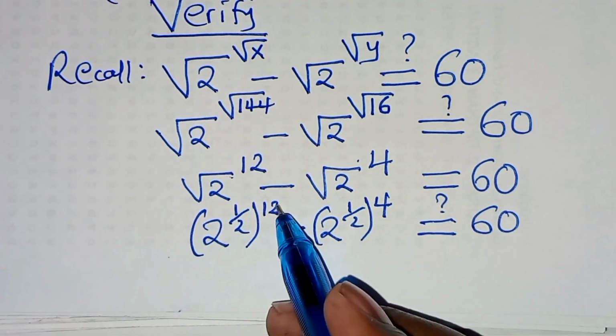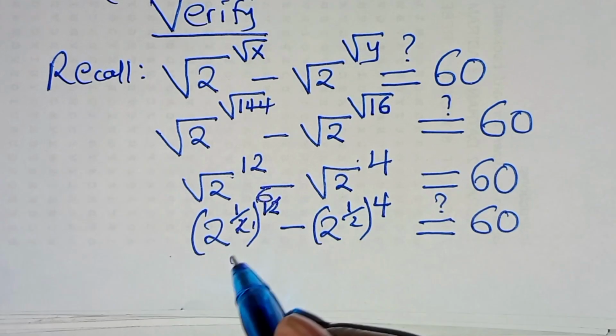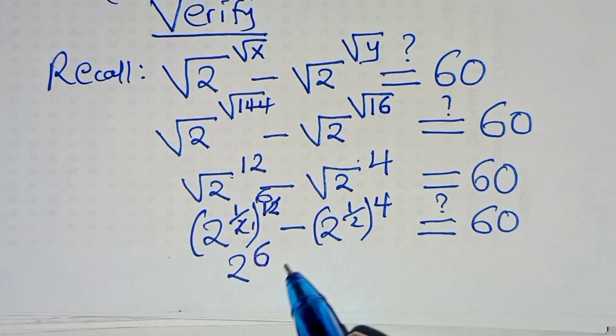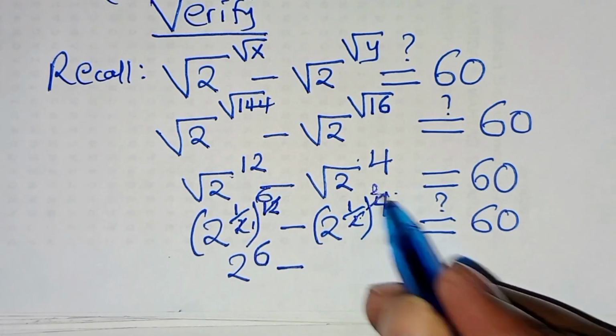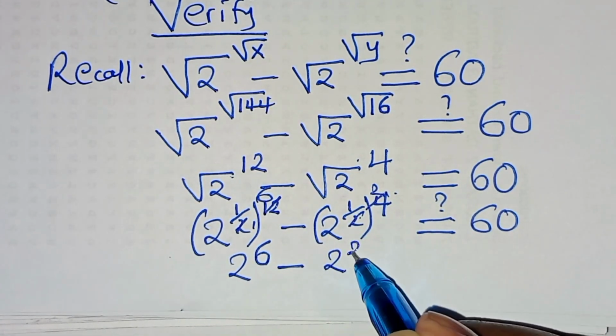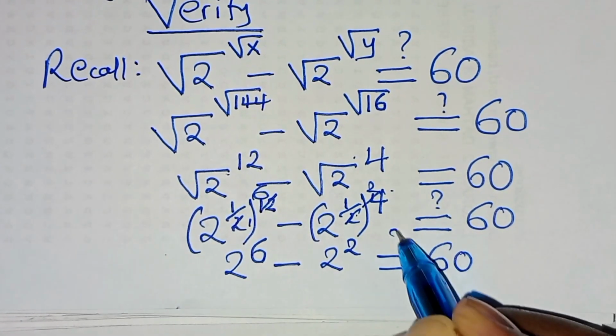Now let's simplify here by 2, 1. 12 divided by 2, this is 6. So here we have 2 to the power 6. Subtract, now 4 divided by 2, this is 2. So subtract 2 to the power 2. This should give us a value of 60.